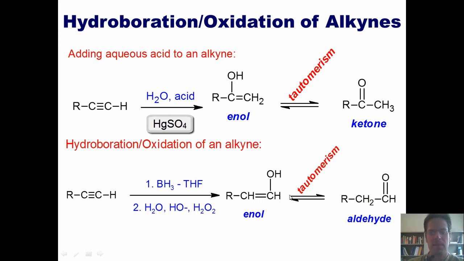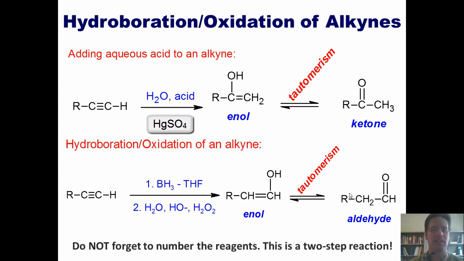Once again, these equilibrium arrows should show a larger arrow on top than on the bottom, indicating that the equilibrium strongly favors the product aldehyde. So this is what happens in the hydroboration oxidation of an alkyne, and I hope that you can clearly see how that compares and how it is analogous to the hydroboration oxidation of an alkene. As with our alkene discussion, you should not forget to number the reagents in hydroboration oxidation. This is a two-step reaction.